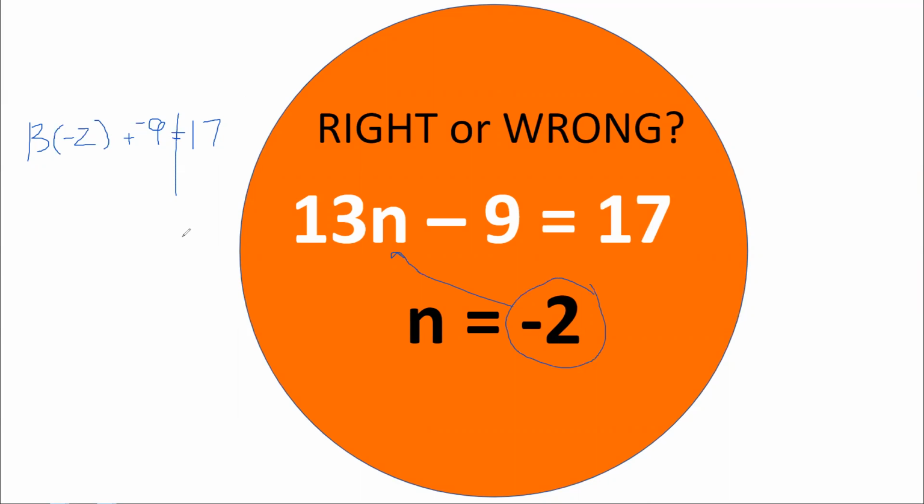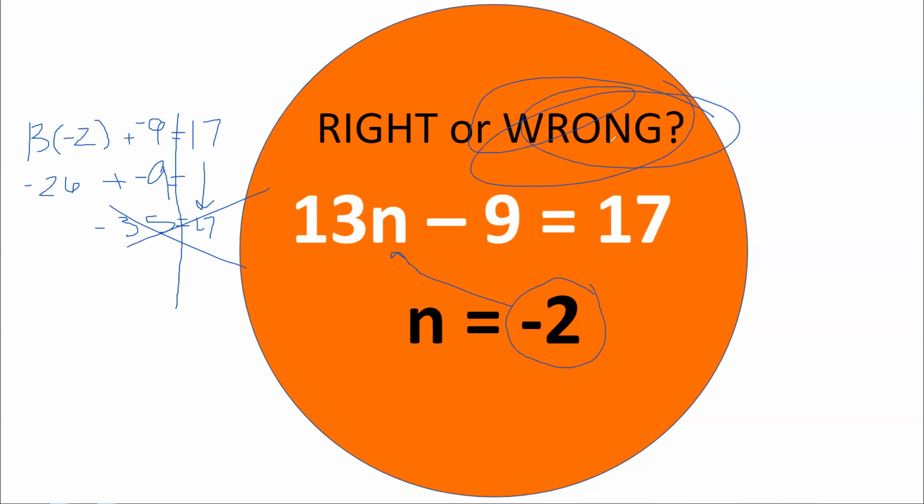So order of operations tells me that I need to do multiplication before I do that addition there. So 13 times 2 is going to be 26. A positive times a negative means that's a -26. And then I still have that plus -9. -26 plus -9 is going to be a negative number, and it will be -35. On that right side, I still have 17. So does -35 equal 17? Hopefully you say no, because this is wrong.